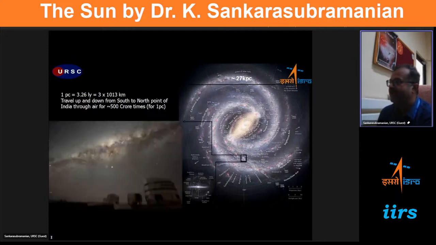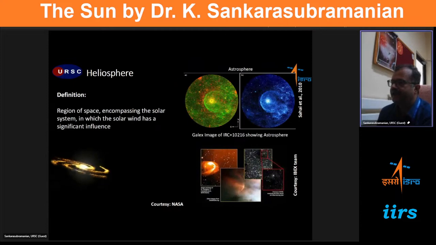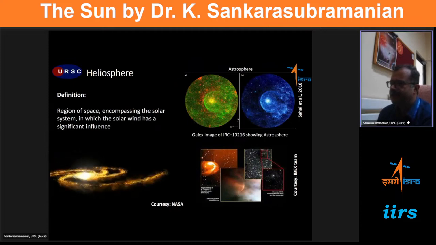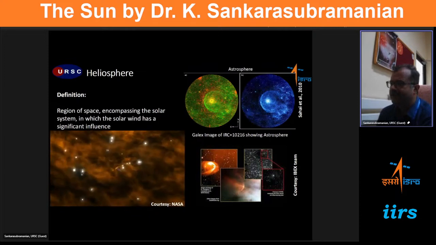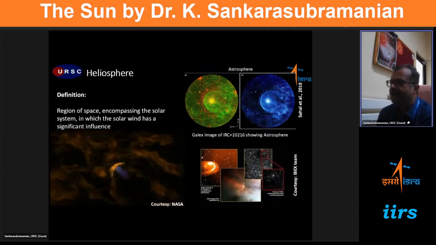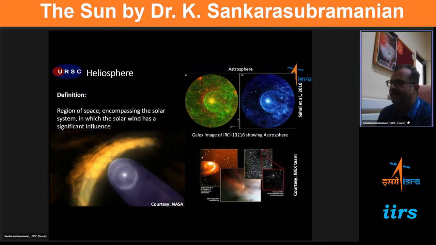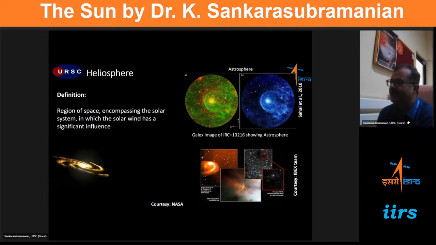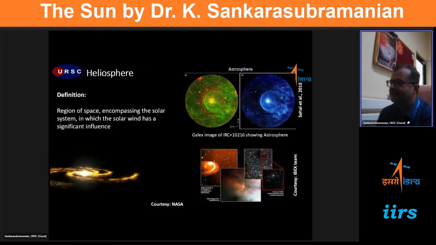And we live in a very small area in the universe, somewhere in one of the arms of this spiral galaxy, which is called the Milky Way galaxy, which many of you would have seen in nighttime sky observations. We also live in a space called the heliosphere. The heliosphere is a space encompassing the solar system, in which the solar wind has a significant influence.